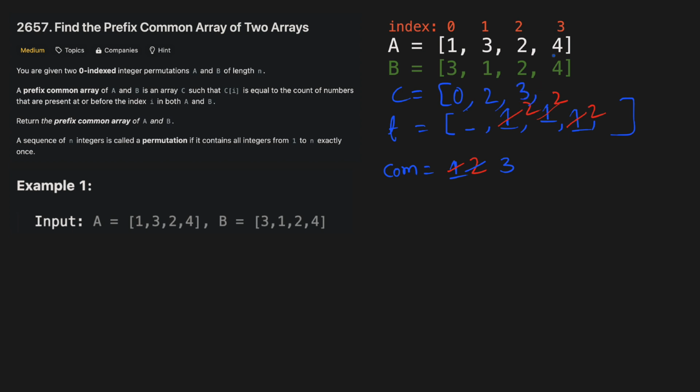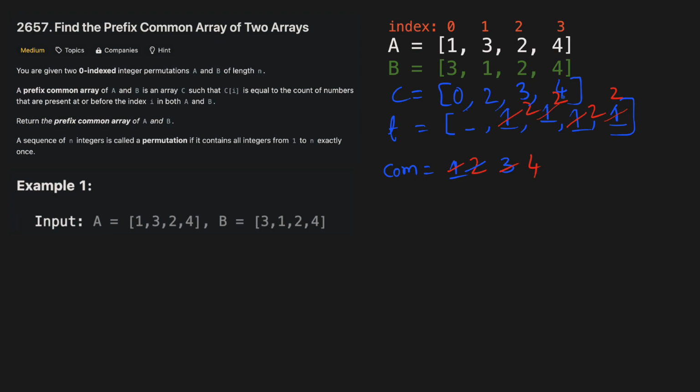And finally we come to the last index and in A we see element 4. So we increment the frequency at index 4 to 1. And then in B also we see 4. So we increment the frequency at index 4 to 2. And now the common count becomes 4. And now for index 3, we are done with both the elements in A and B. So we will set 4 as our answer for index 3. And in the end, we will return the array 0, 2, 3, 4 as our answer.